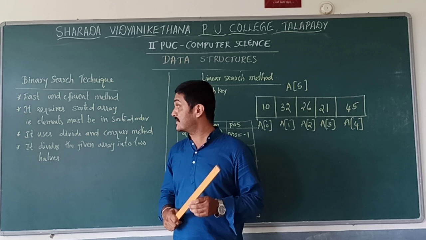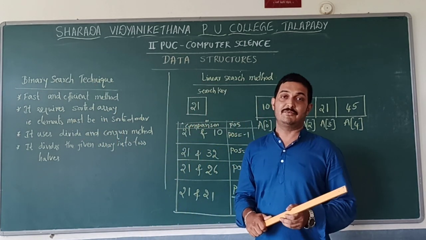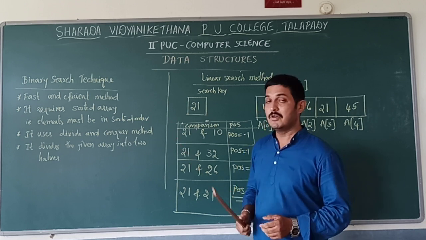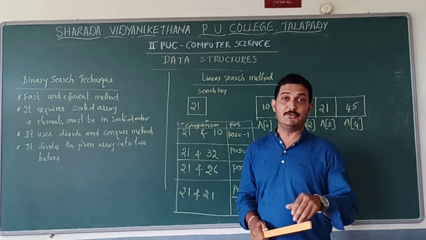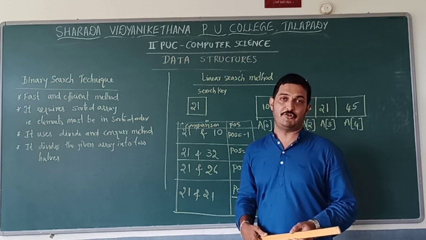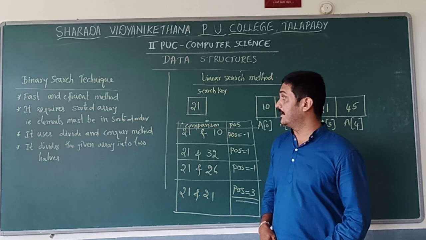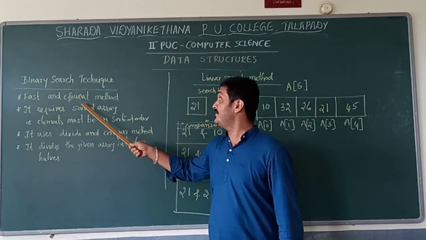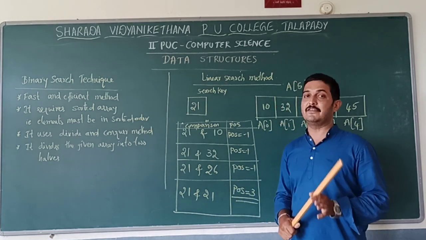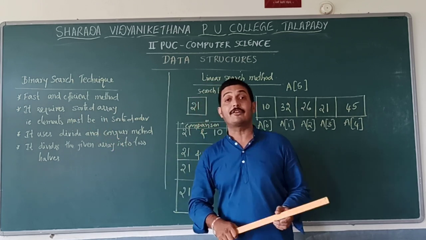The next searching method is the binary search technique. What do we mean by binary search? Binary means two values, and here we divide the given list into two lists or tables, and again perform the same operation. Why do we need binary search? First, it is a very fast and efficient method of searching, very fast compared to linear search. Second, it requires a sorted array or sorted list.